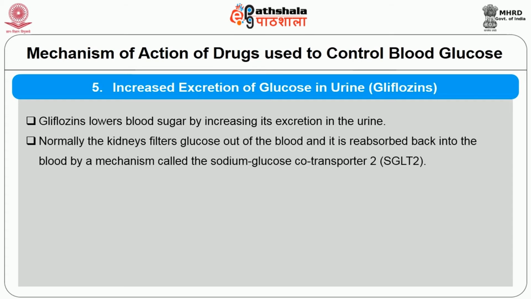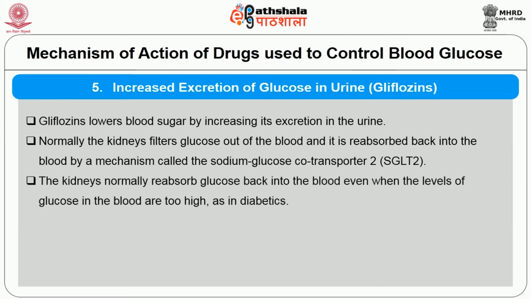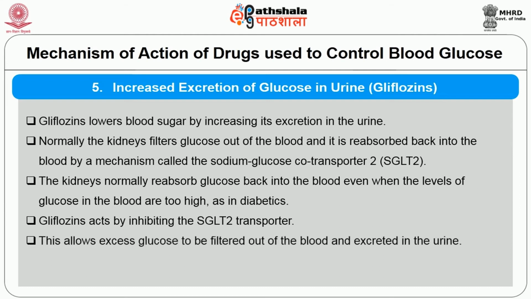Normally, the kidneys filter glucose out of the blood and it is reabsorbed back into the blood by a mechanism called sodium glucose cotransporter 2. The kidneys normally reabsorb glucose back into the blood even when the levels of glucose in the blood are too high, as in diabetics. Gliflozins act by inhibiting the SGLT2 transporter. This allows excess glucose to be filtered out of the blood and excreted in the urine.